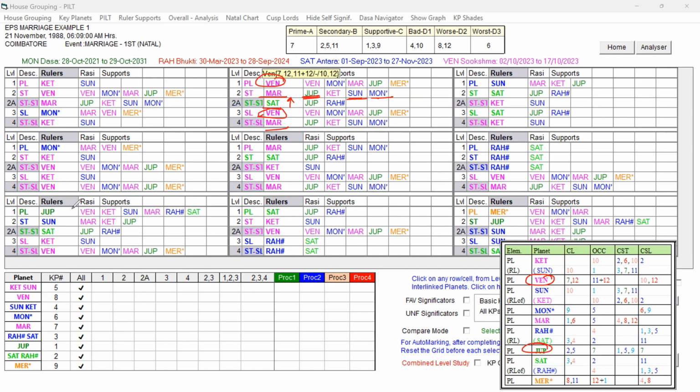Seventh sublord is Jupiter. Jupiter planet is a good key planet. You can see it is there in the star level and 2A level and last level. It means it is forming ruler link to the other level. That is one important point.